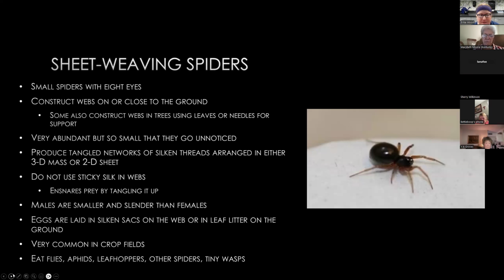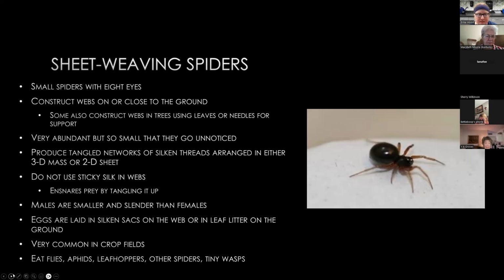Generally, the males are going to be smaller and more slender than the females, and we do see this sometimes with other species where the females tend to be, you know, a little bit larger than the males. When they reproduce and the females lay the eggs, they're going to lay them in silken sacks on the webs or even sometimes in the leaf litter that's on the ground.